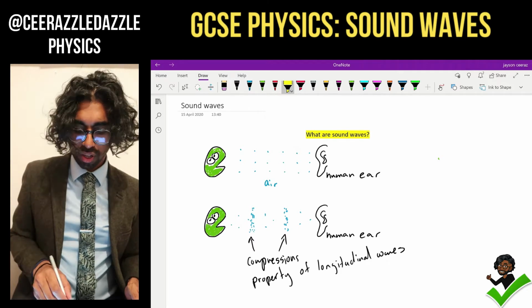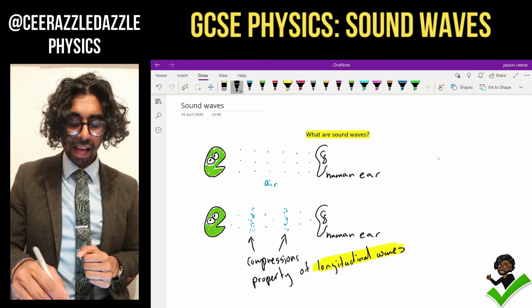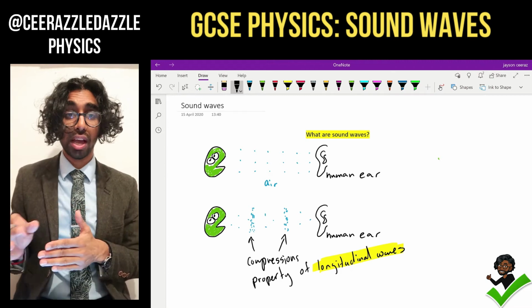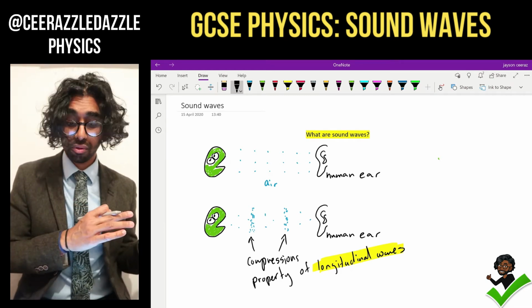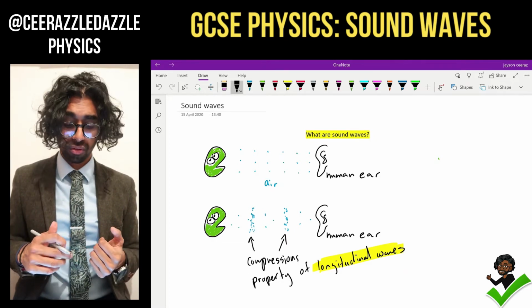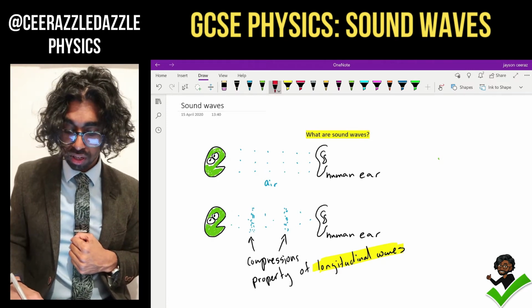So we've got the first point here. Sound waves are longitudinal waves, and they need a medium for them to travel. It's traveling through the air right now. It may also travel through solids. They may also travel through liquids. So sound waves always require a medium to travel.